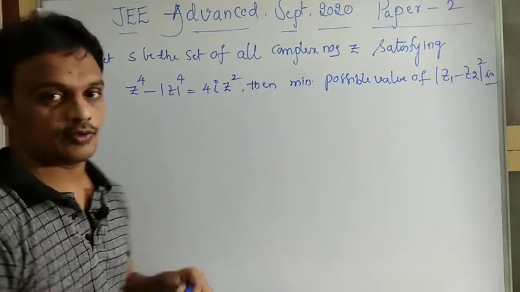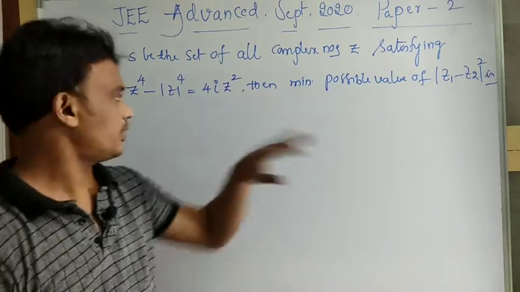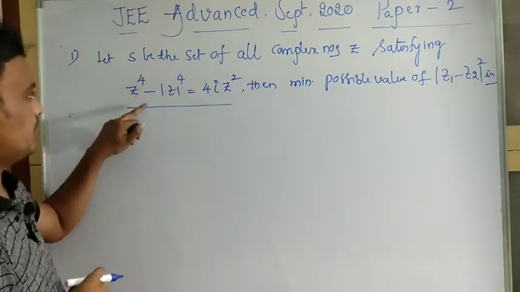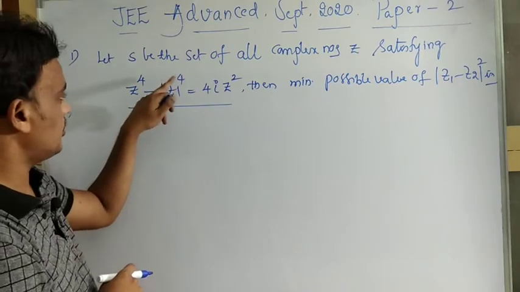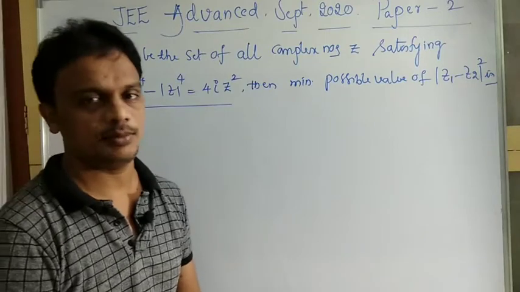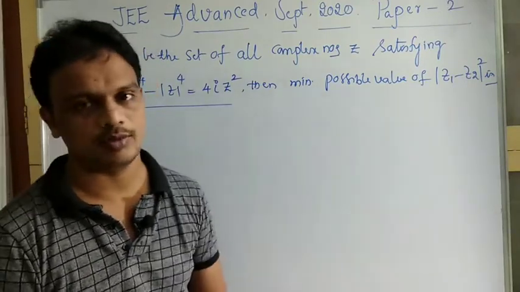Coming to the first question. Let S be the set of all complex numbers Z satisfying the condition Z to the power 4 minus modulus of Z to the power 4 equals 4iZ square. Then the question is, what is the minimum possible value of modulus of Z1 minus Z2 whole square?